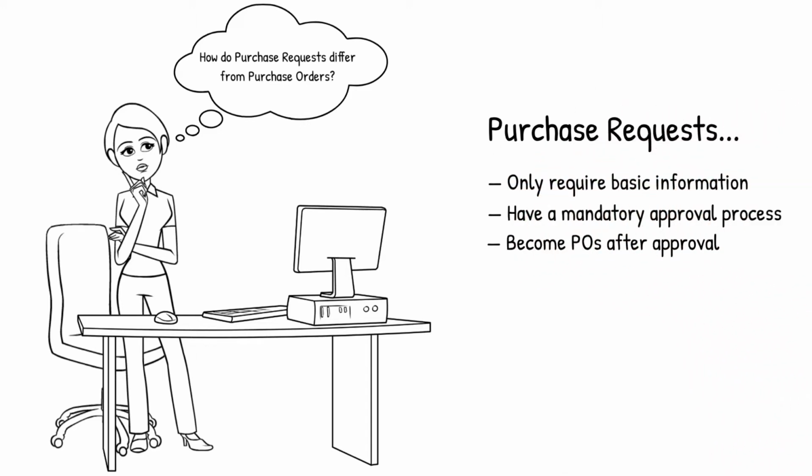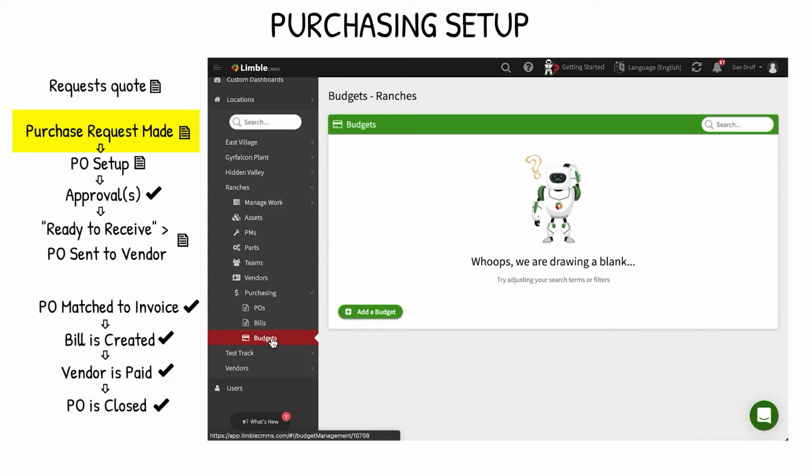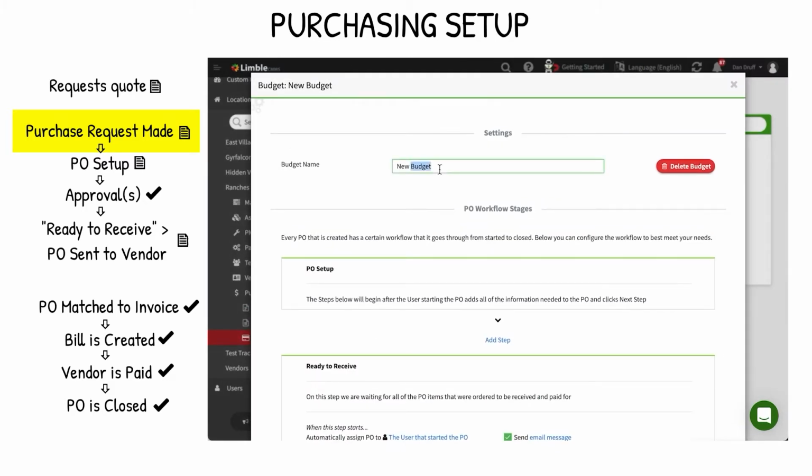Now let's move to the next step, which is to create budgets and approval stages so you can start making purchase requests. In Limble, each time you create a purchase order or purchase request, it needs to be assigned to a budget, and each budget can have its own approval workflow. Let's create a budget together. First, navigate to the Budgets tab in the left navigation pane. Select Add a Budget and give it a name.